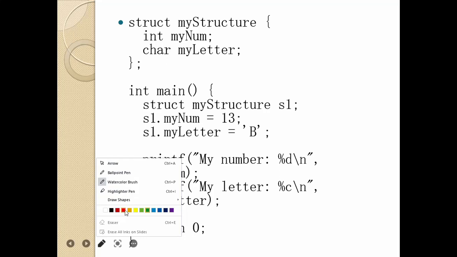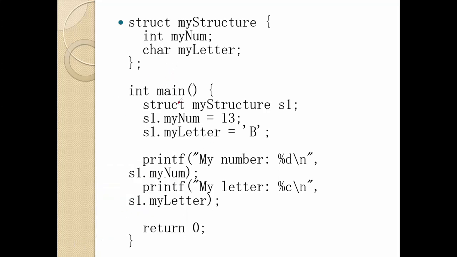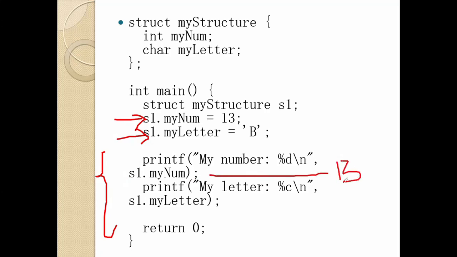So after this the control will come to this. It will store 13 in mynum of s1 and store a character b in my letter of s1. And now the printing part: if we are going to print s1 dot mynum, it is going to print 13 because we have given the value earlier, and if we are going to print my letter, it is going to print b. So this is how the control flow will work.